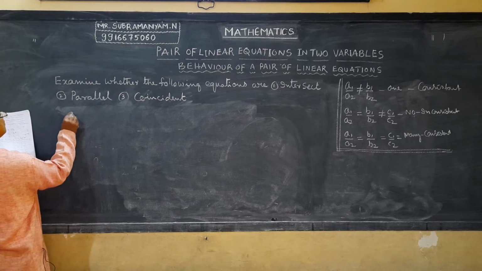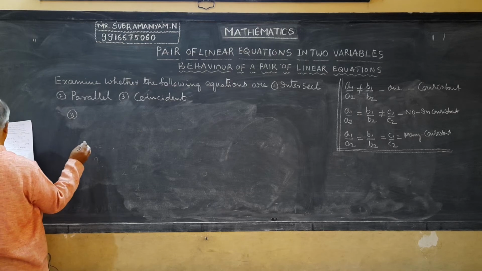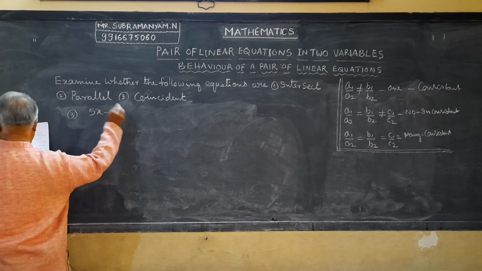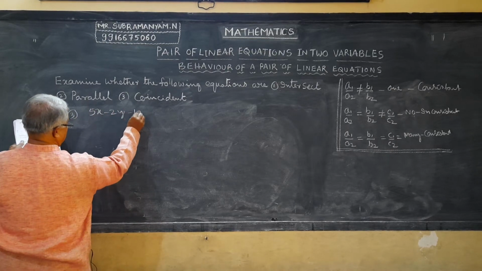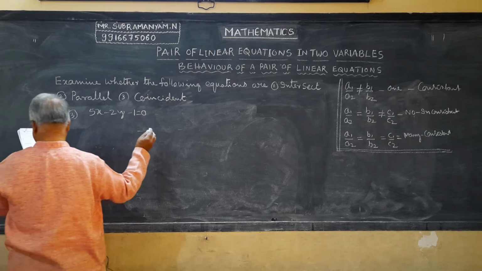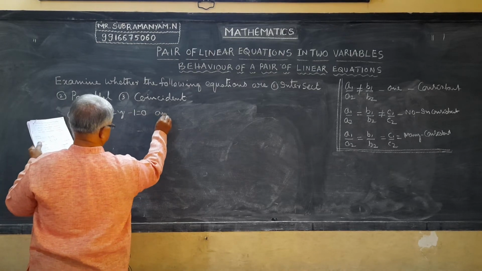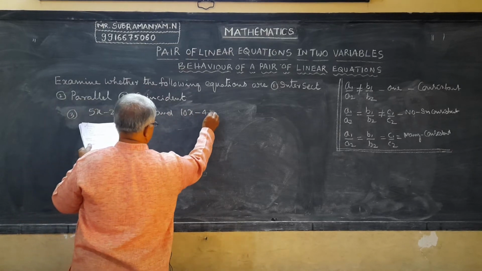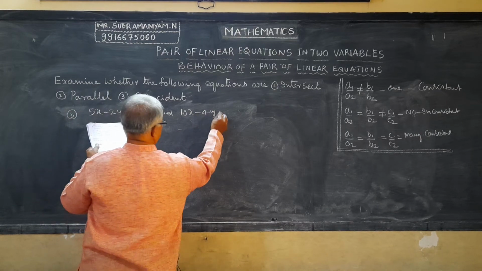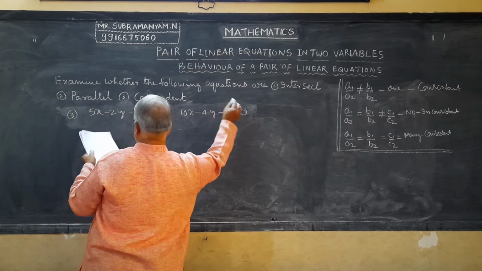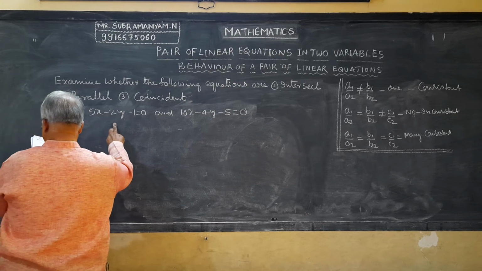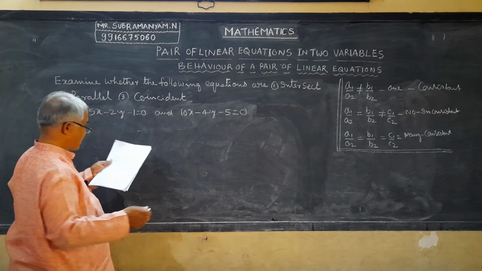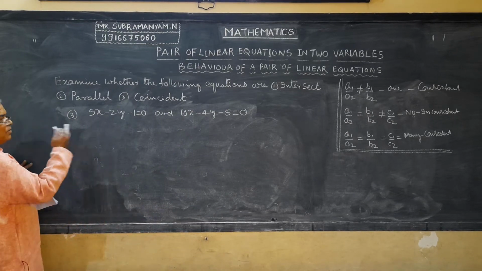Third question. 5x minus 2y minus 1 equal to 0 and 10x minus 4y minus 5 equal to 0. Both are in the standard form.